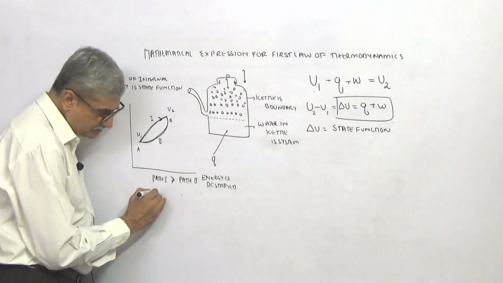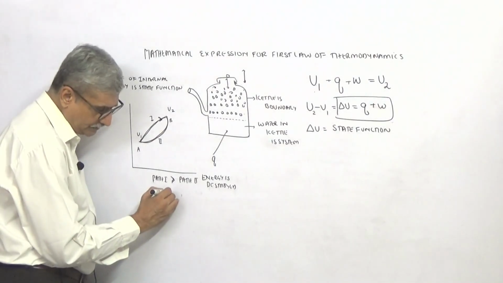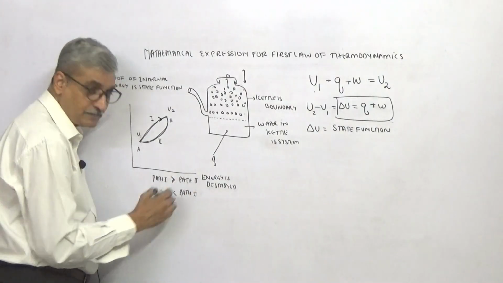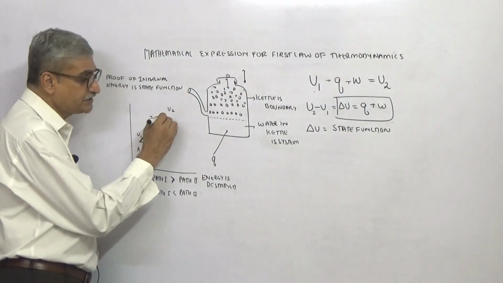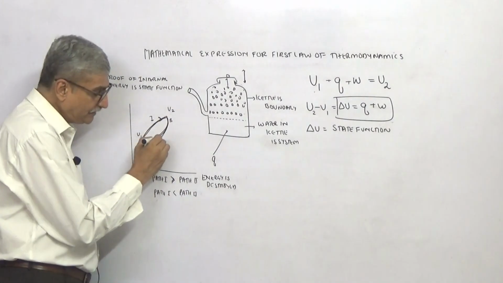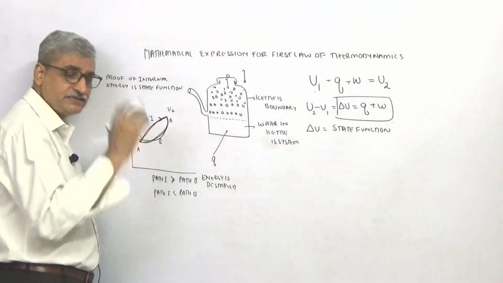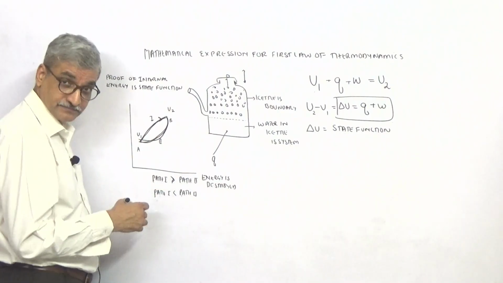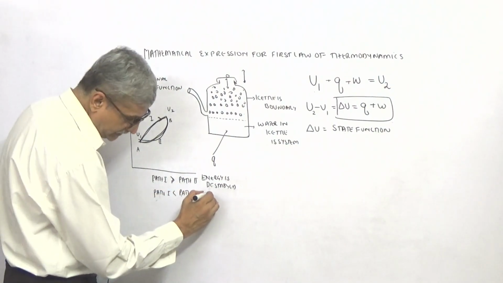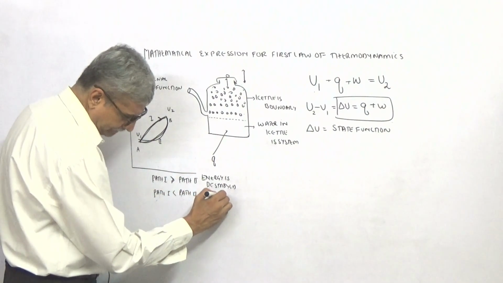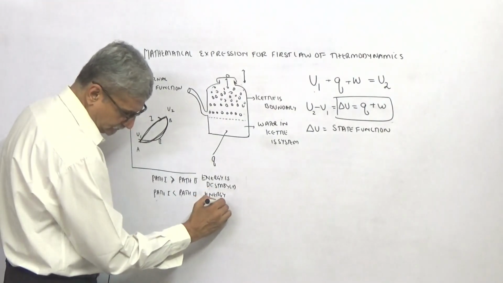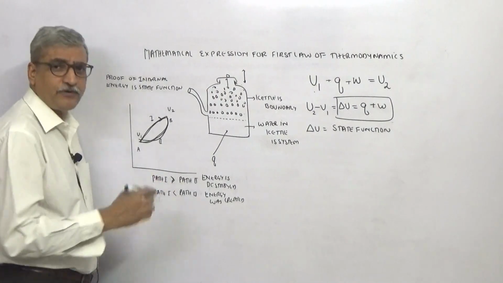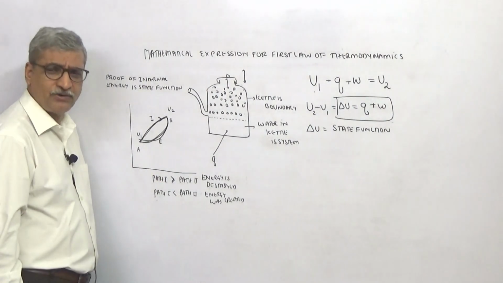What is the other possibility? Path 1 is less than path 2. That means you supplied more energy over here, while coming back to the same position, it lost less energy. That means energy was created. So both these thought processes are wrong.